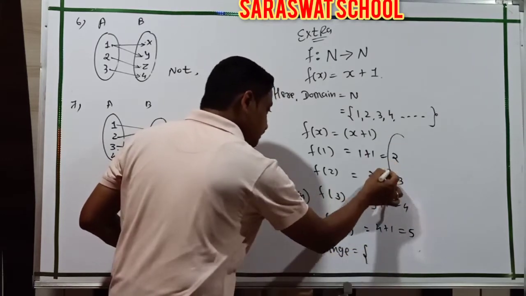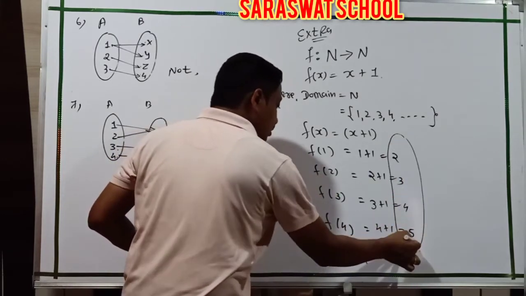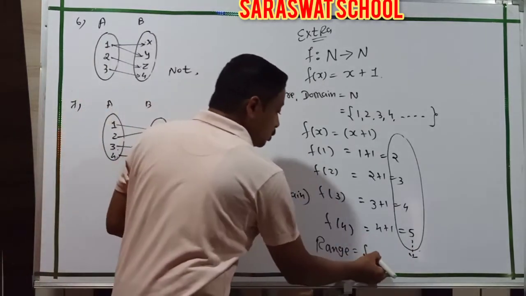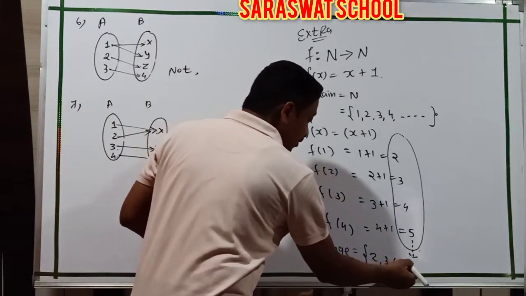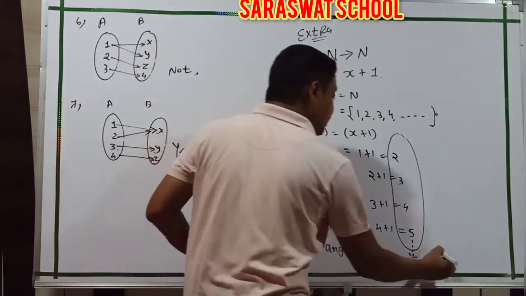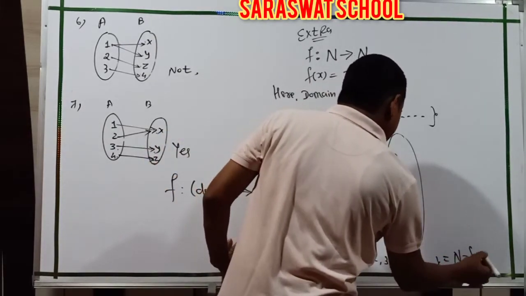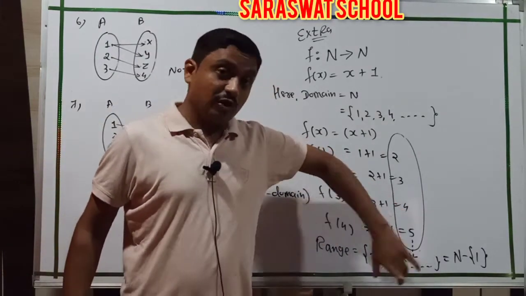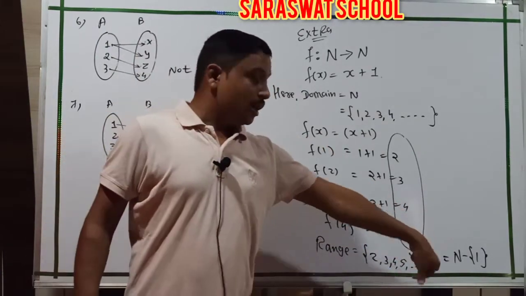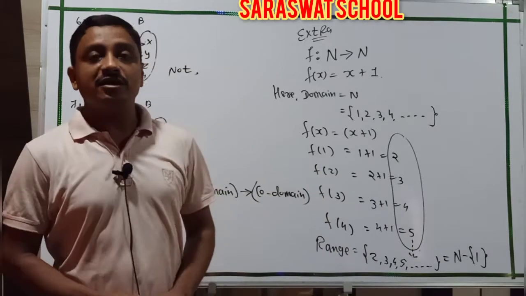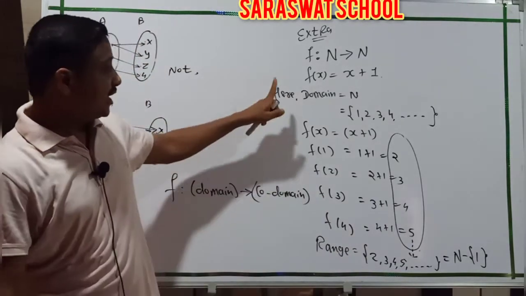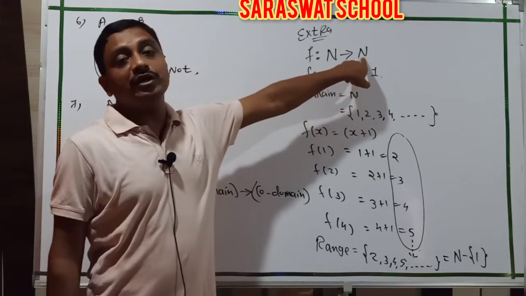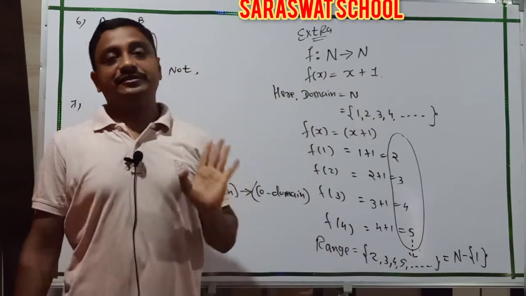The range is this. Moving further, if you take further numbers in the domain, my answers are 2, 3, 4, 5, dot dot dot, up to n minus 1. Because every number is present here, only one is not present. So I just show it is n minus 1. So the domain is n, this is the range, and what is the codomain? The codomain is here also n.